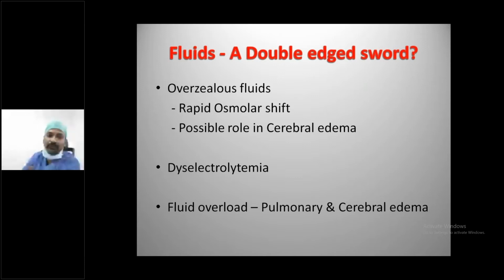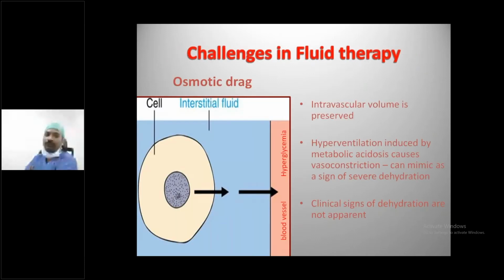The challenges in fluid therapy in DKA are, number one, the clinical signs of dehydration are not apparent because the intravascular volume is preserved until the late stages. If you see the hyperglycemia, that is elevated blood glucose, it causes hyperosmolality in the blood vessel, and it drags the fluid from the cell. So it is apparently intracellular dehydration rather than depletion of intravascular volume. The intravascular volume is preserved until late phases of dehydration because it is predominantly intracellular or interstitial dehydration.